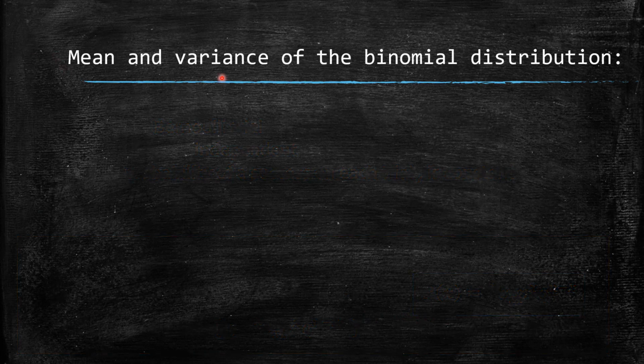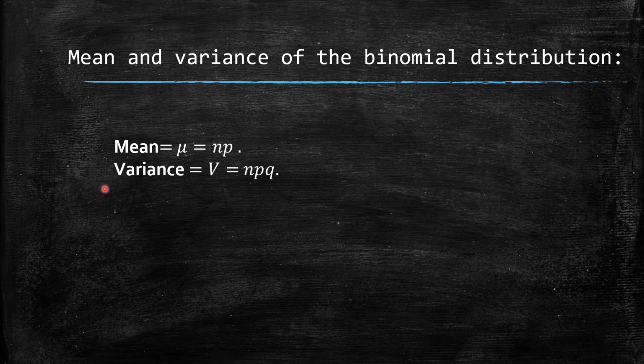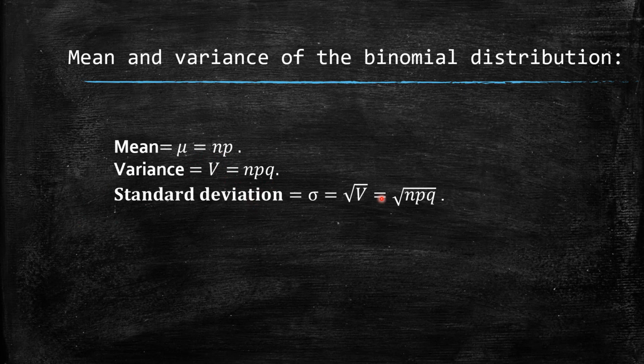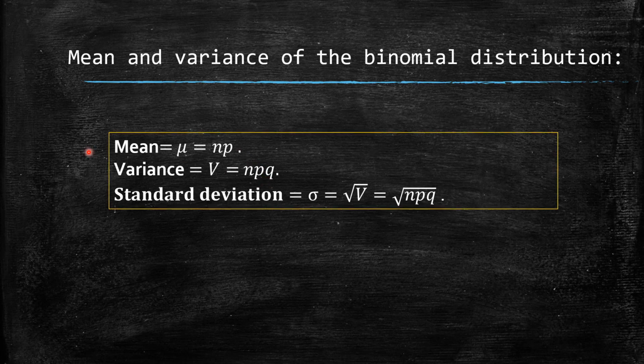Next, mean, variance and standard deviation of the binomial distribution. So how can we compute the mean, variance and sigma of the binomial distribution? Mean mu is equal to n into p, variance v is equal to npq, and standard deviation, that is the square root of variance, so that's why it is root npq, where n is the total number of trials, p is the probability of success, and q is the probability of failure. So we use this to calculate the mean, variance and sigma of a binomial distribution.